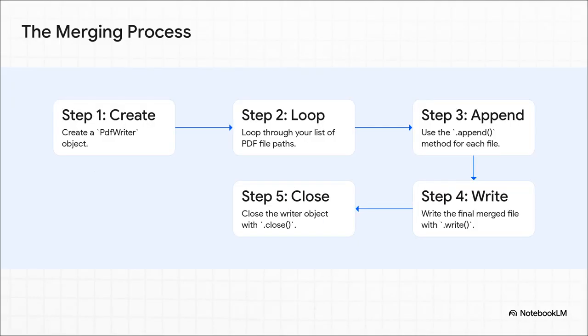So let's boil that fix down into a simple, repeatable process. It's really just 5 steps. 1. You create a PDF writer object. 2. You loop through your list of PDFs. 3. Inside that loop, you just append each file to the writer. 4. After the loop's done, you .write everything out to a new, single file. And 5, and this is super important, you have to .close the writer to make sure everything is saved properly and you don't lock up the file. That's it. That's the core logic for merging PDFs right there.